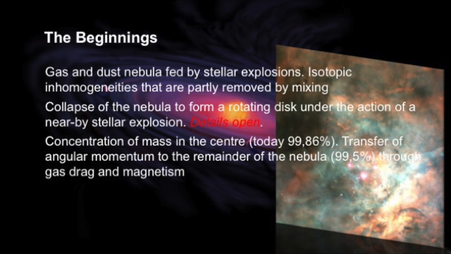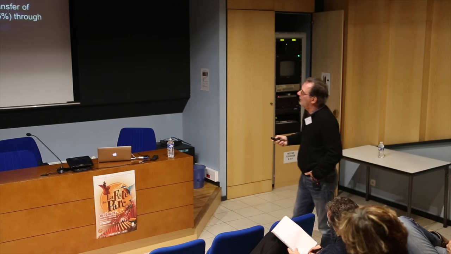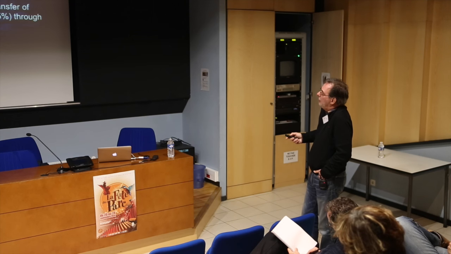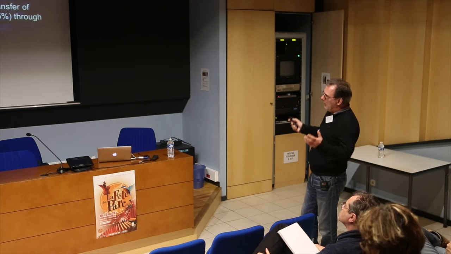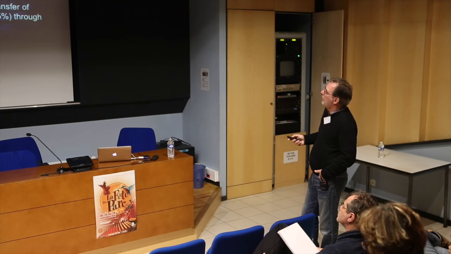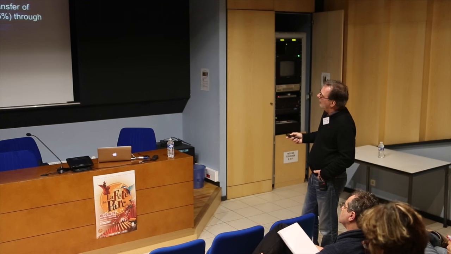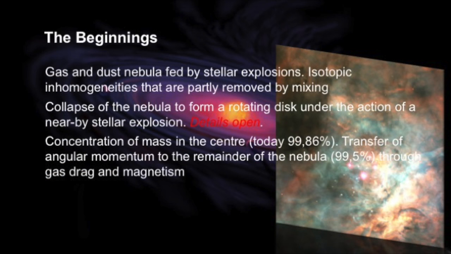Isotopic inhomogeneities were partly removed by mixing. Then the nebula collapsed to form a rotating disk, probably through the action of a nearby stellar explosion. Details are a matter of research. The mass concentrated in the center. Today, in the solar system, we have 99.86% of the mass in the Sun.